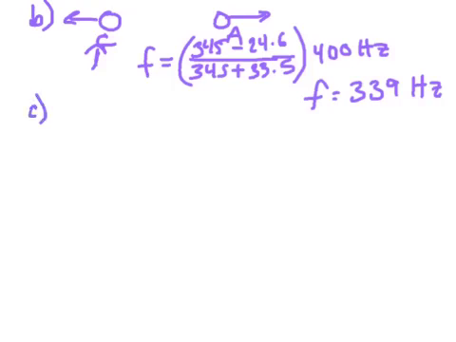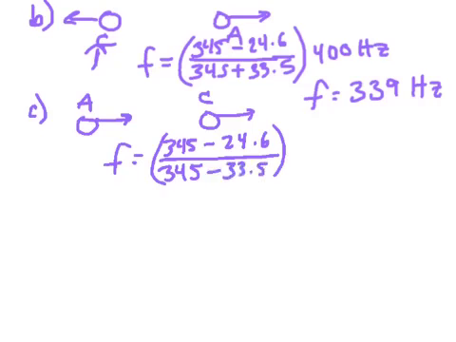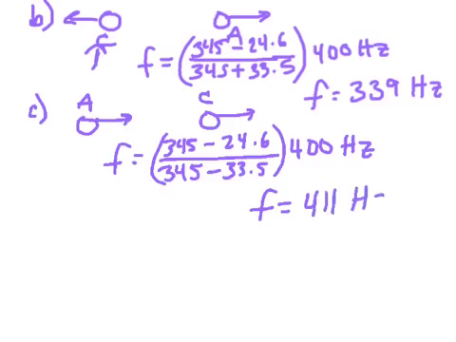Then the last one is, what if they're both moving in the same direction? Here's the ambulance, here's the car. The speed of sound is again 345. Since the car is moving away from the source, that'd be minus 24.6 divided by 345. And since the ambulance is moving towards the observer, the source moving towards the observer, that'd be minus 33.5. So both minus in this case, times 400 hertz. Looking at the answer, we get 411 hertz.